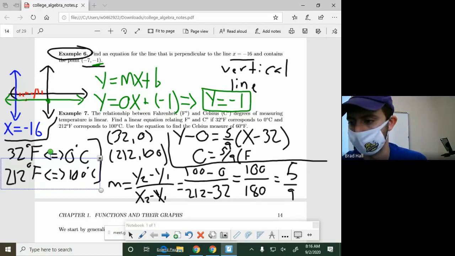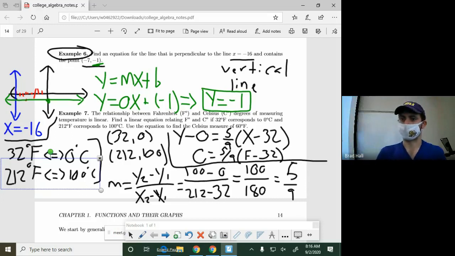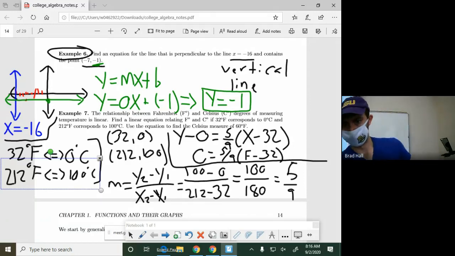I'm going to replace x and y. We were using x and y as a replacement for F and C because Fahrenheit and Celsius were acting as x and y respectively. So now I can just replace those with C and F, or F and C respectively. And that would be the answer.